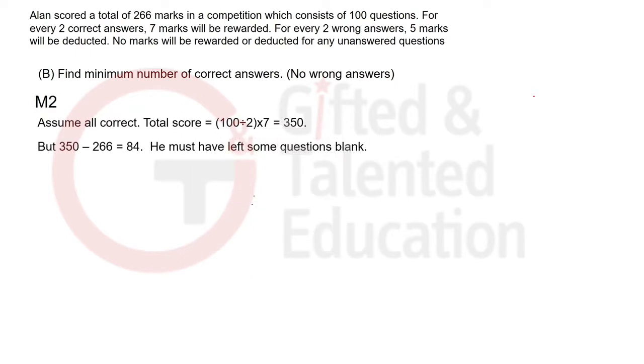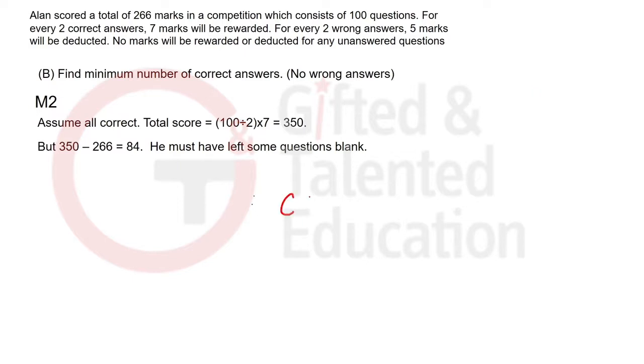Now, we can also solve part B by using the assumption method. Again, we assume that there isn't any wrong answers in this case. So, the first step, we assume all questions are correct. The total score would have been 350. However, his actual total score is equal to 266, so there is a deficit of 84 marks, which means he must have left some questions blank, resulting in a total loss of 84 marks. So our goal is to find the number of blank questions, and from there we can find the number of correct answers.